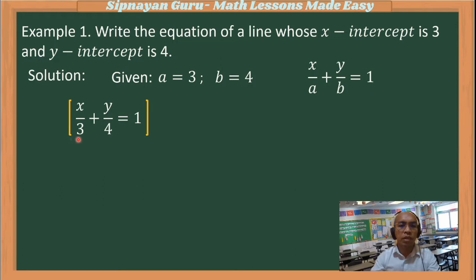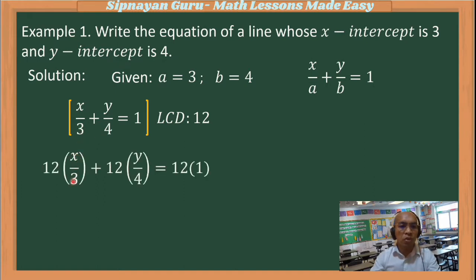Multiply the whole equation by the LCD. So the LCD is the product of 3 and 4, so that would be 12. Multiply 12 to each term. So 12 times x over 3 plus 12 times y over 4 is equal to 12 times 1. So 12 and 3 have a common factor, which is 3, so this would be 4. The greatest common factor of 12 and 4 is 4. 12 divided by 4 is 3. Multiply. So 4 times x is 4x plus 3 times y, 3y, is equal to 12 times 1, 12. This is now the equation of the line whose x-intercept is 3 and the y-intercept is 4.